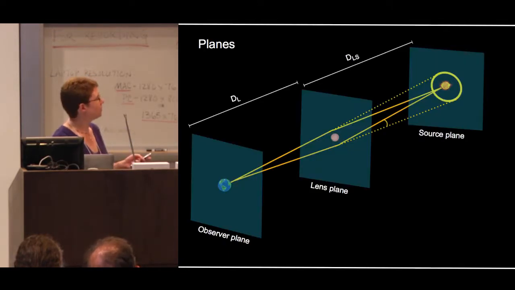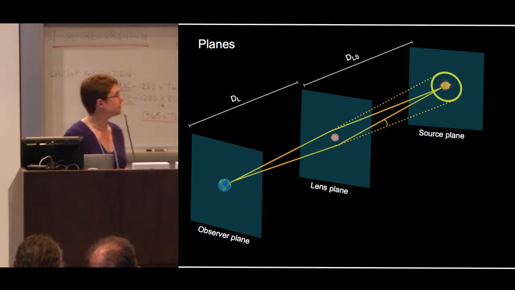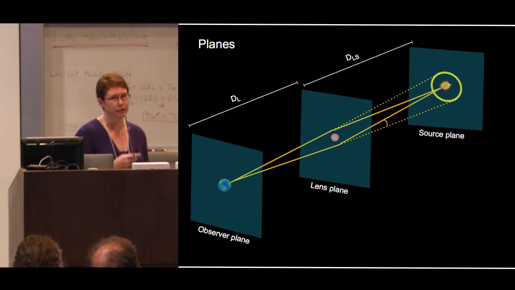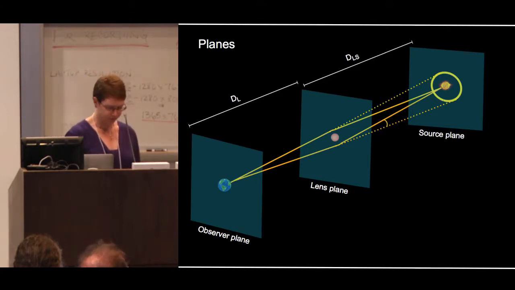Before I move any further, though, it is worth introducing the concept of planes. These are perpendicular to the observer's line of sight to the source, but you will often find us discussing, for example, the lens plane. So we wanted to introduce what we're talking about. The lens plane is simply at the distance of the lens, and you will see quite a lot of diagrams that are drawn within that frame of reference.